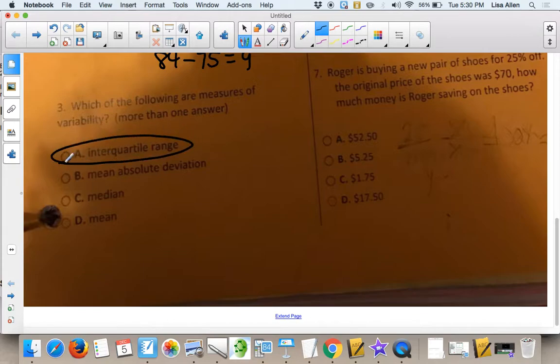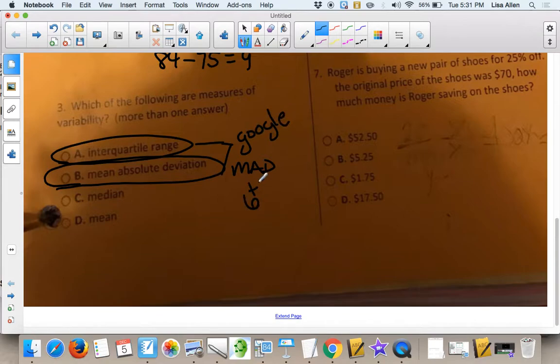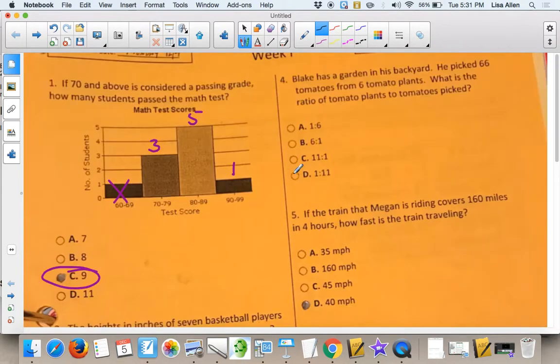You can have a small interquartile range, and of course the mean average, remember we called it the MAD. You can even look that up. I would probably look up these 2 things online. Google them, and Google them for 6th grade. Don't just Google them because you'll get all kinds of answers, okay? So there's 3, there's 4.